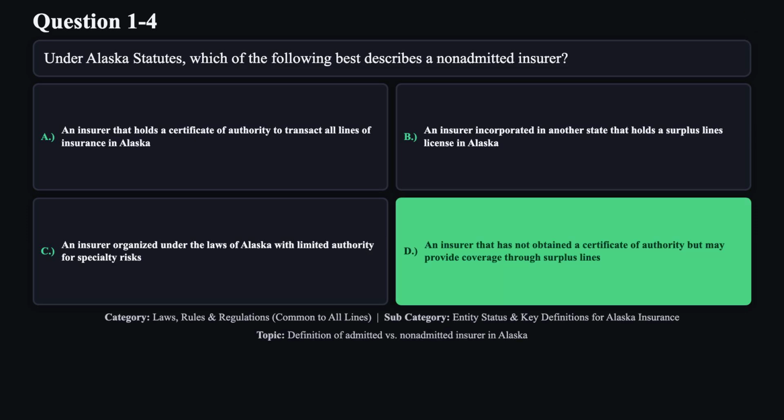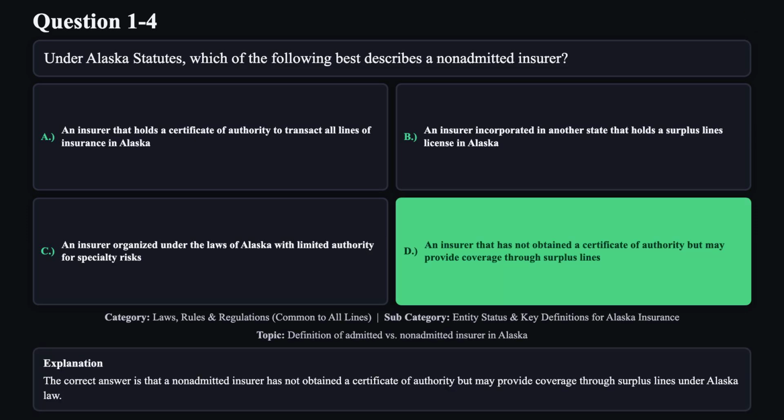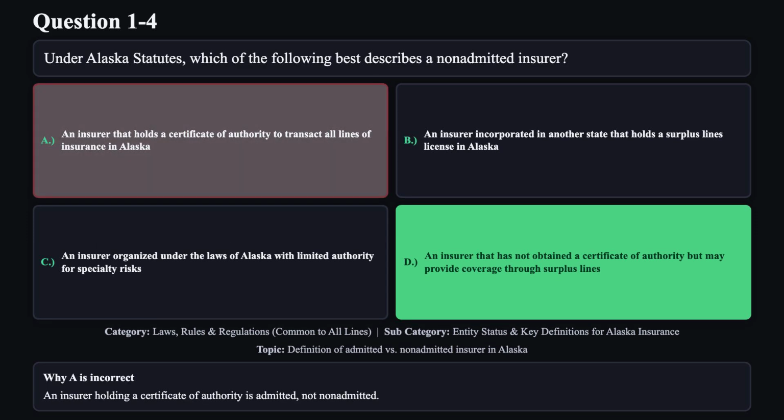The correct answer is D. The correct answer is that a non-admitted insurer has not obtained a certificate of authority but may provide coverage through surplus lines under Alaska law. Reason A is not correct. An insurer holding a certificate of authority is admitted, not non-admitted.